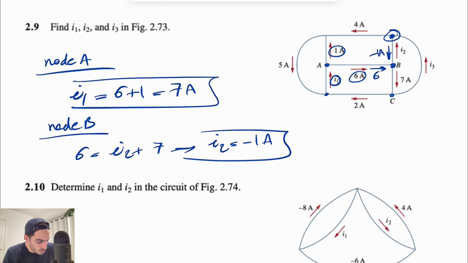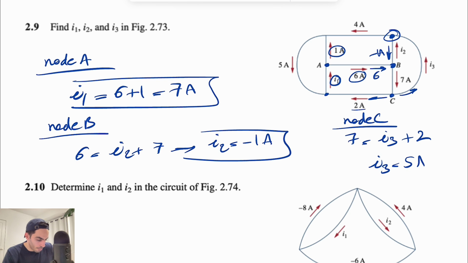Now we can move on to node C to find the last unknown. We can see that 7 is entering, and I3 and the 2 amps are exiting. These are all in the opposite direction, so they're leaving that node. So 7 equals I3 plus 2, which means I3 is 5 amp. And that's going to be our I3.